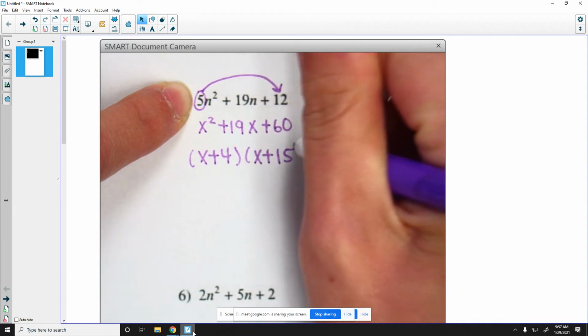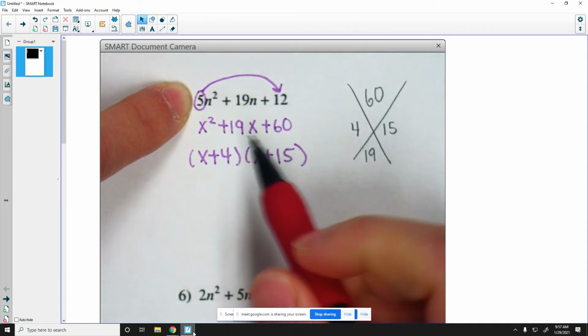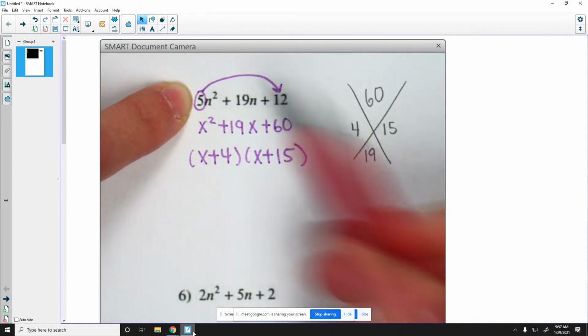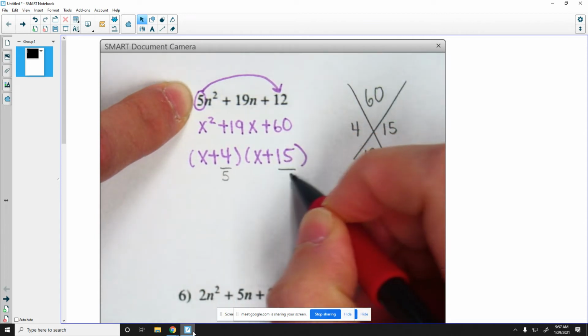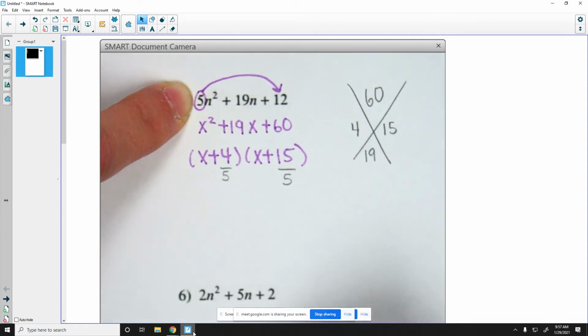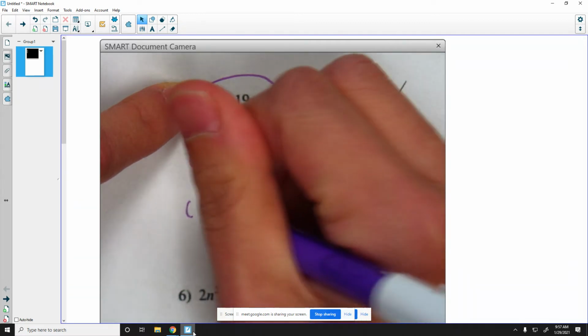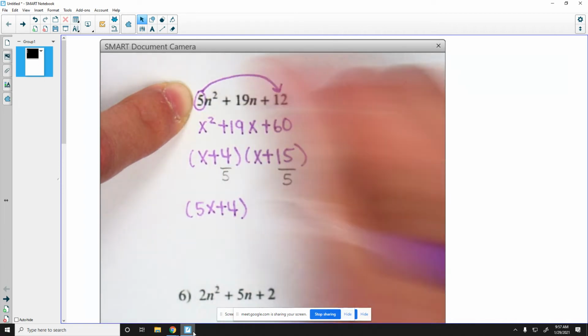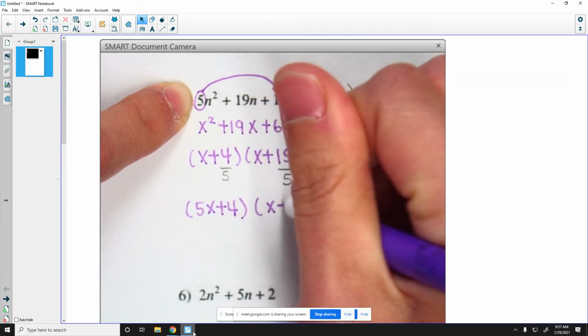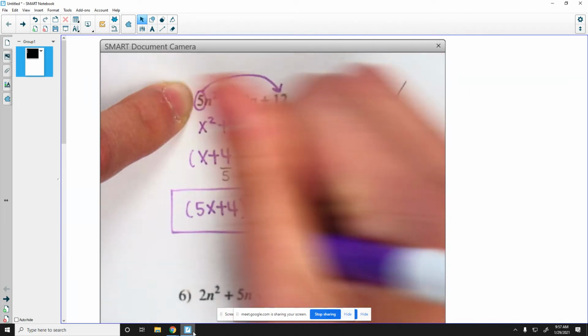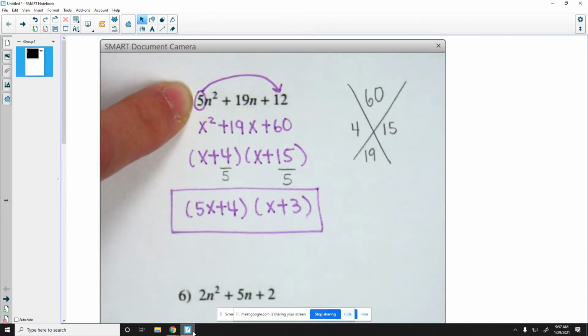What do I do now? Divide by 5, right? Because since I times it by 5, now I have to divide by 5. Okay, 4/5 cannot simplify as a fraction, so I would write that answer as 5x plus 4. 15 divided by 5 can simplify as a whole number. 15 divided by 5 is 3. So I write x plus 3, and that's my answer.